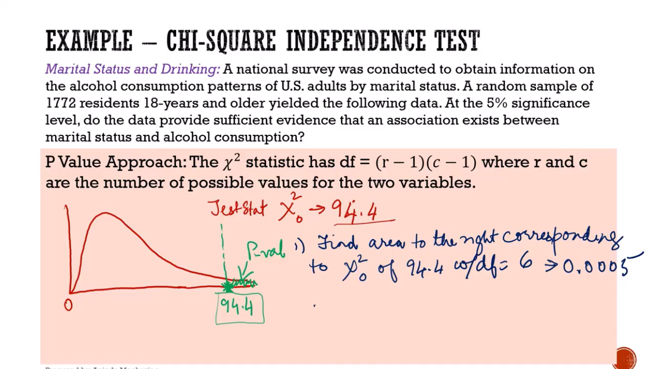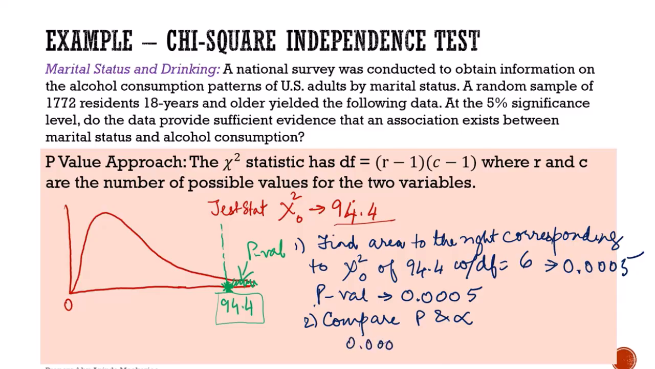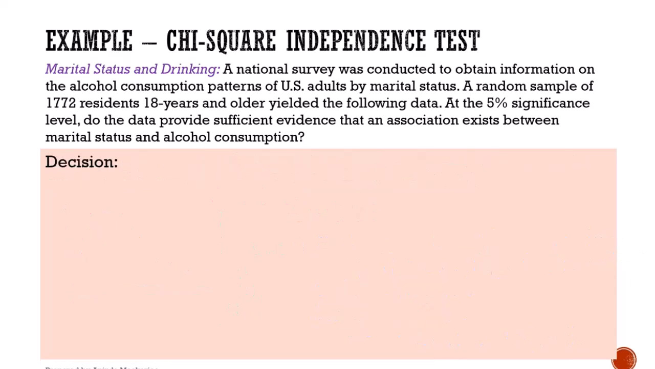So this was the first step. Our p-value comes out to be 0.0005. In the next step, we compare p and alpha. So p is 0.0005, which is definitely way less than 0.05, our alpha value. Therefore, whenever p is less than or equal to alpha, the decision should be reject null hypothesis. So we get the same decision using the p-value approach as we got using the critical value approach. It's not really the final step, since we have another step to interpret our study, but the decision is reject null hypothesis.